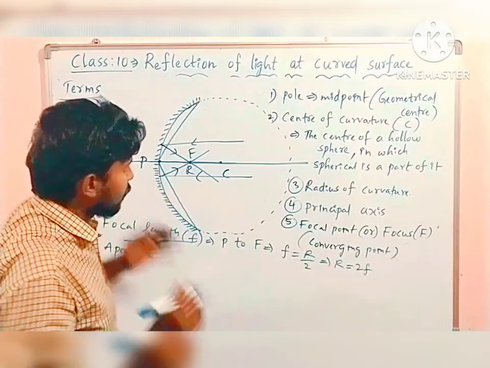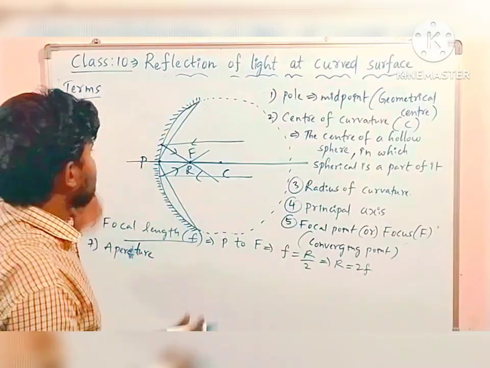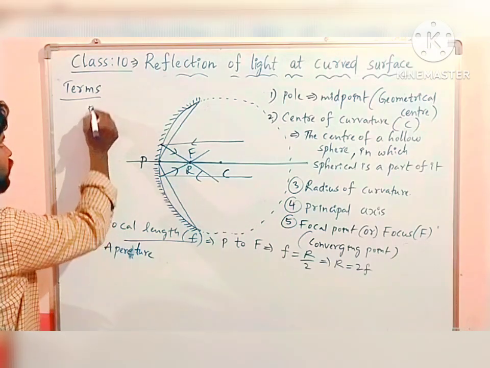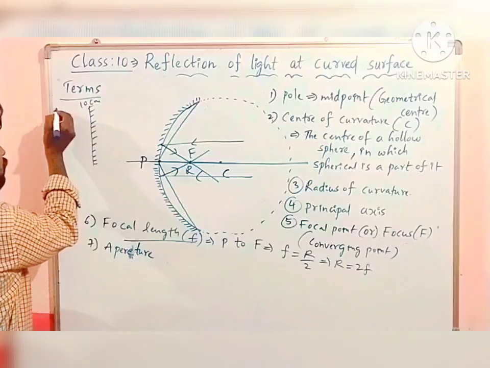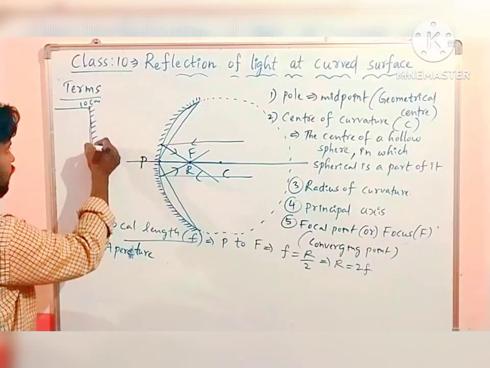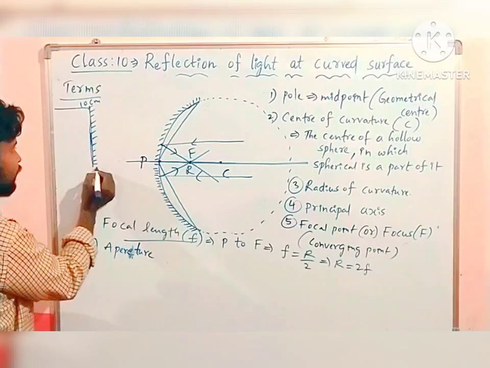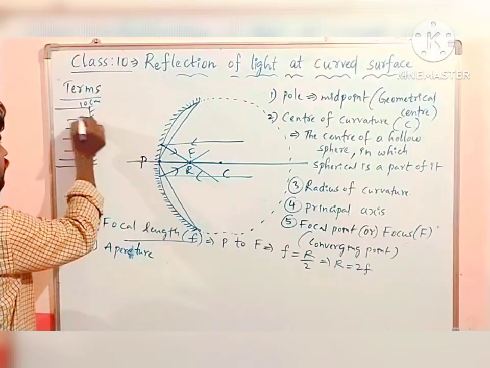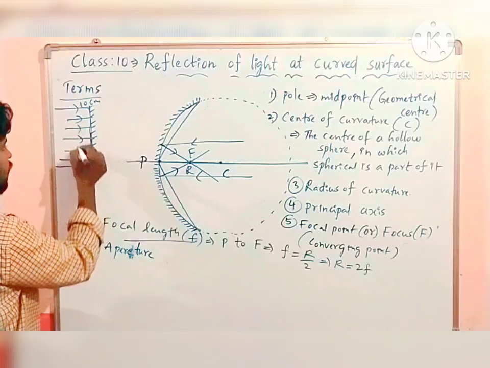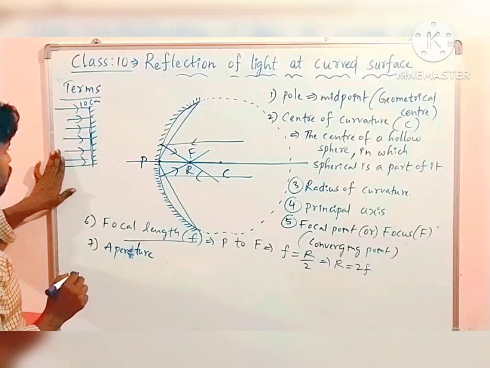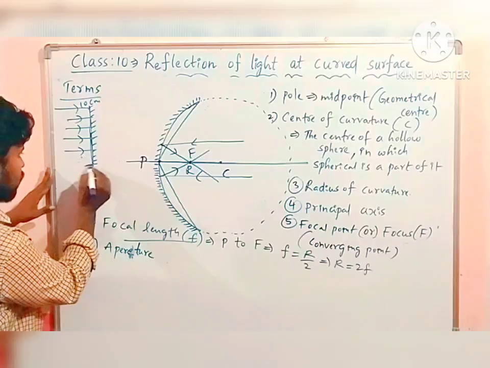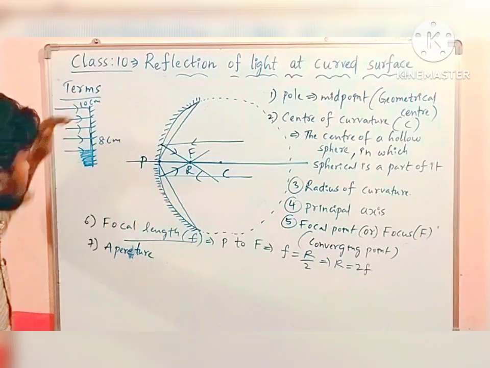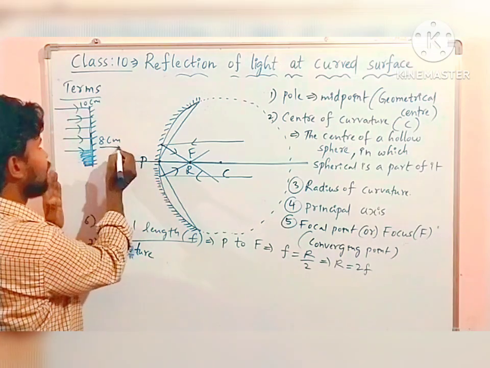Aperture means the width of the spherical mirror. For example, when we talk about a plane mirror, suppose it is 10 centimeters in total length. This is the width of the plane mirror. From these 10 centimeters, the light rays are reflected back. If I coat it with an opaque substance up to 2 centimeters, then 8 centimeters will be the reflecting surface. So 8 centimeters is the width of the plane mirror.